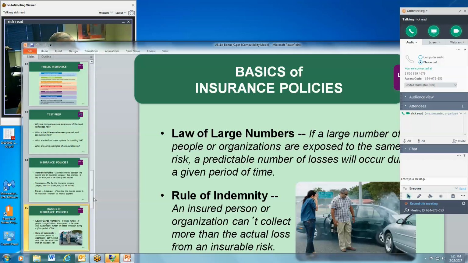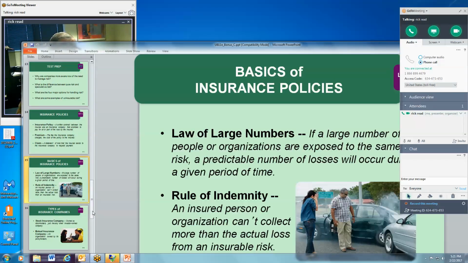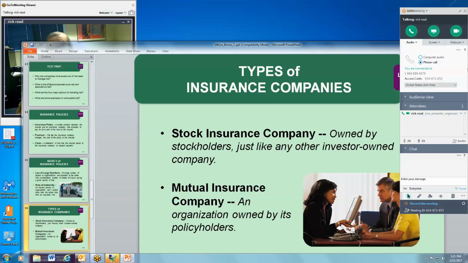You know, it doesn't work that way. So it's not something that's going to help you. Different types of insurance companies.